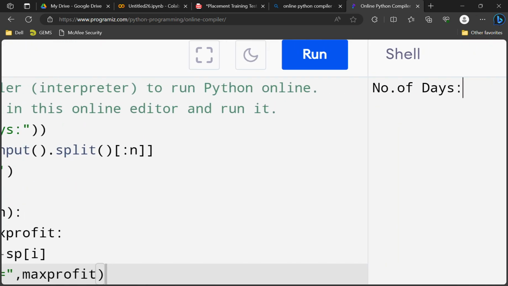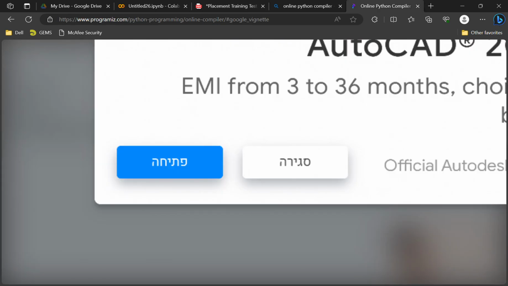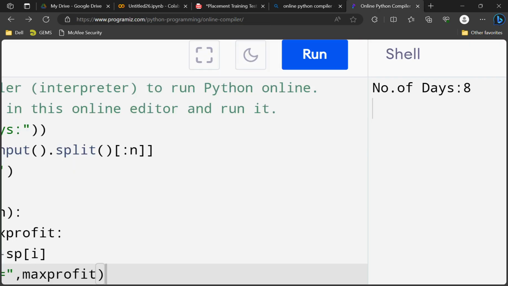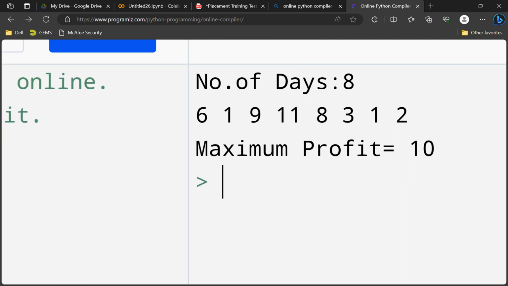Number of days is 8. So what is the data? 6 1 9 1 1 8 3 1 2. The maximum profit is 10. Yes, it is working fine.